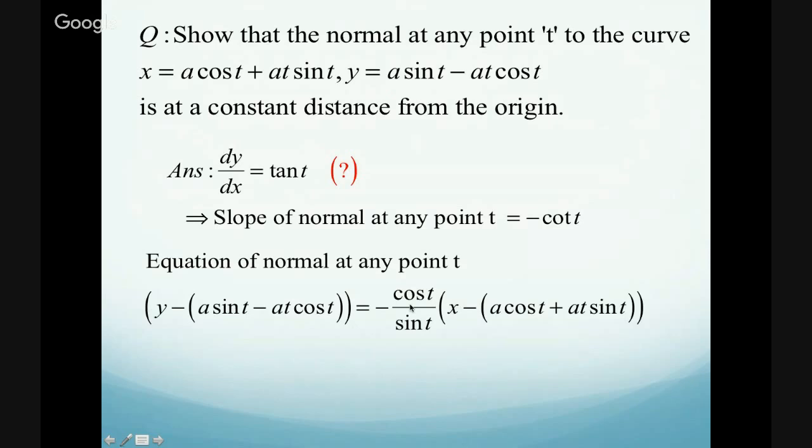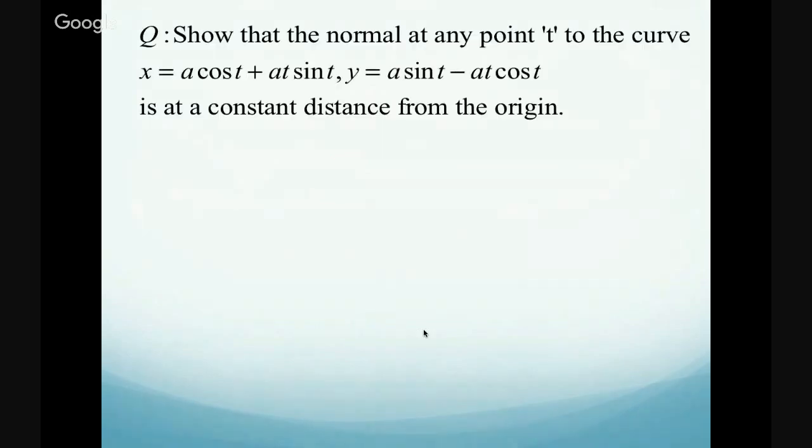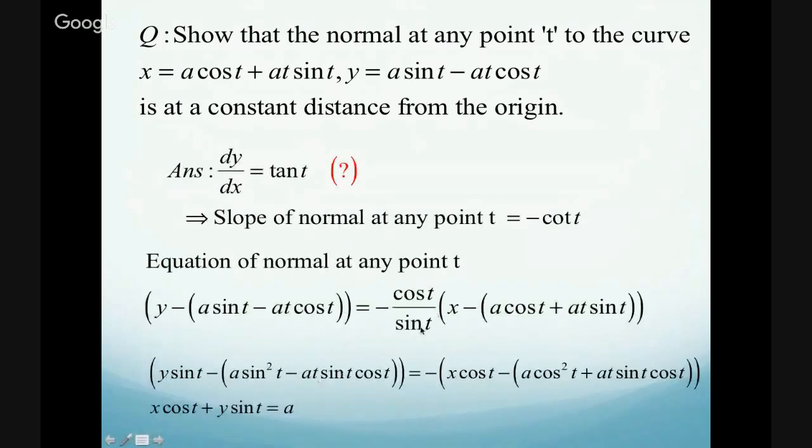I have chosen to write cot t as cos t over sine t, because you will soon realize that you need to simplify this. Like in all other previous questions, you must try to rewrite this equation, and having cot t there would not help. As soon as you write negative cos t over sine t, I'm sure you will be tempted to do some simplification, cross multiply, simplify, and see that lots of terms get cancelled. If you observe this expression here, I have y sine t, then I have negative a sine square t minus at sine t cos t.